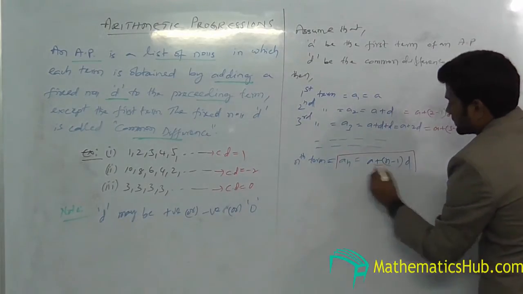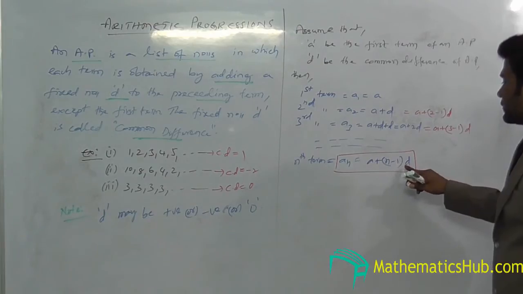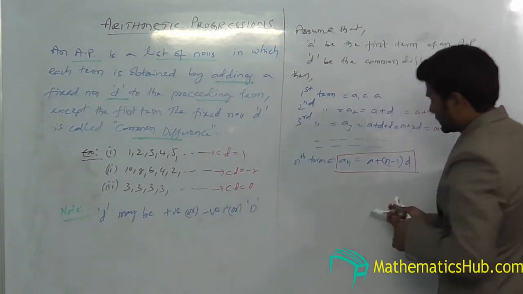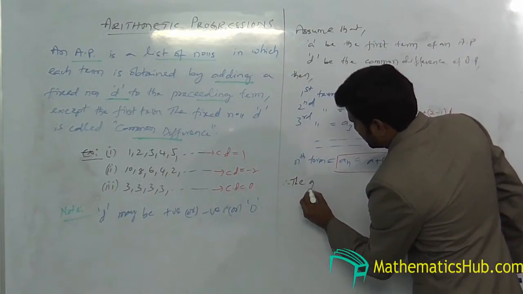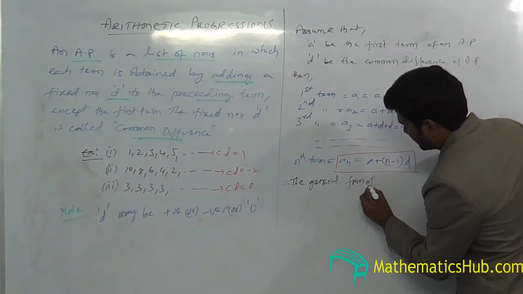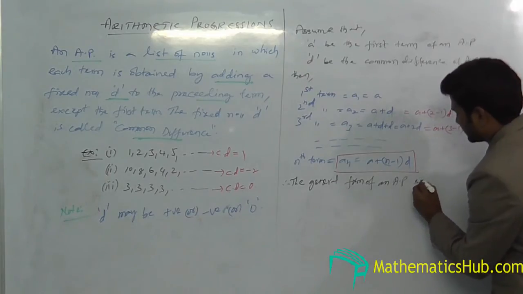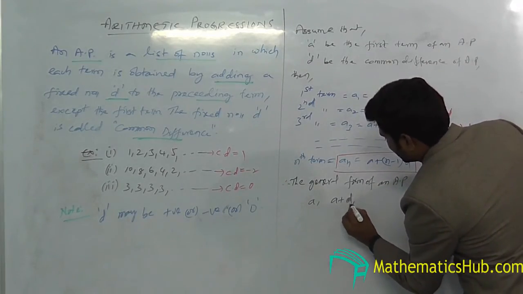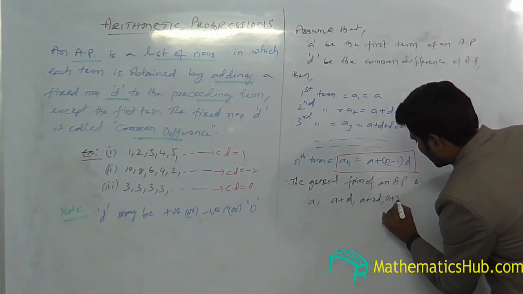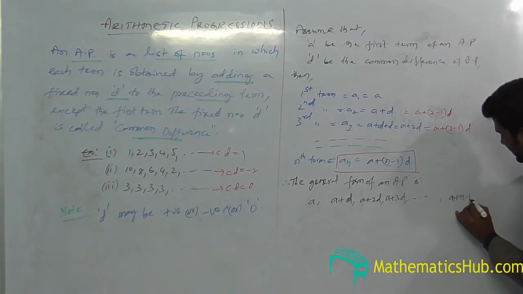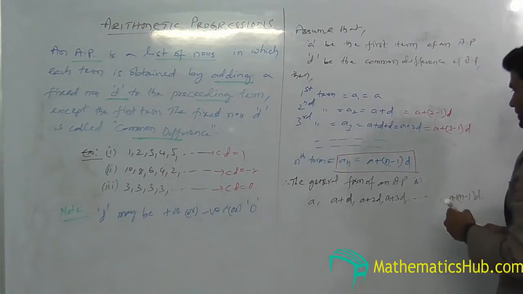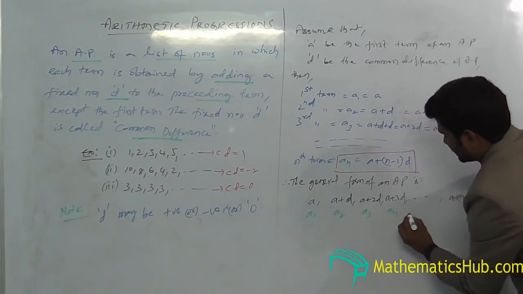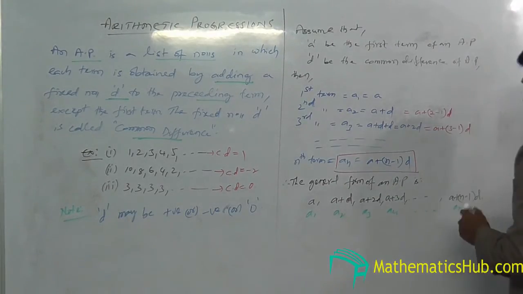So here An is called the nth term. The nth term formula is A plus n minus 1 into D. Therefore the general form of an AP is A, A plus D, A plus 2D, A plus 3D, and so on, A plus n minus 1 into D. Here this is A1, the first term, this is A2, the second term, A3 the third term, A4 the fourth term, and so on. This is the nth term. So this is the general form of an AP.